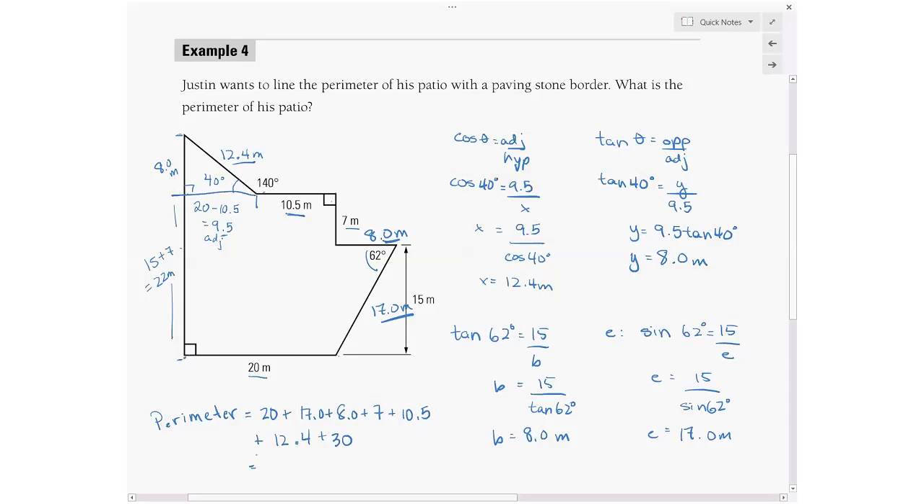Throw it into the calculator. 20 plus 17 plus 8 plus 7 plus 10.5 plus 12.4 plus 30, and I get a total of 104.9 meters. So the perimeter of his patio is right there, 104.9 meters.